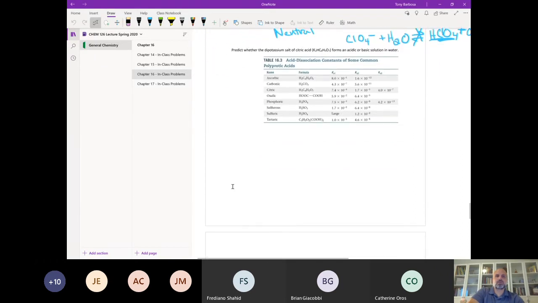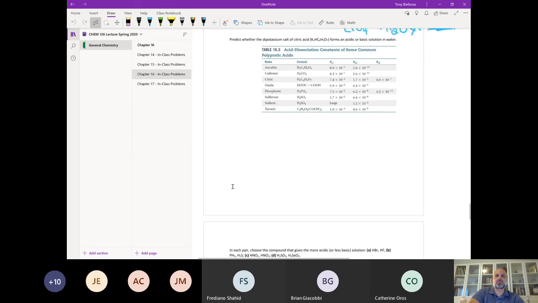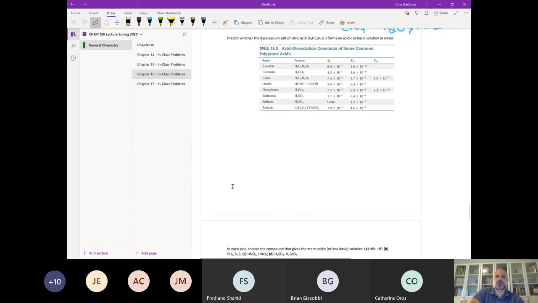It says predict whether the dipotassium salt of citric acid, K2HC6H5O7, forms an acidic or basic solution in water. So we need to work through and figure out what the acid equation is, what the base equation is, and then figure out which Kas and which Kbs we need to compare. You're looking at citric acid, right here. So you're going to figure out which Ka and which Kb you are going to use from here.